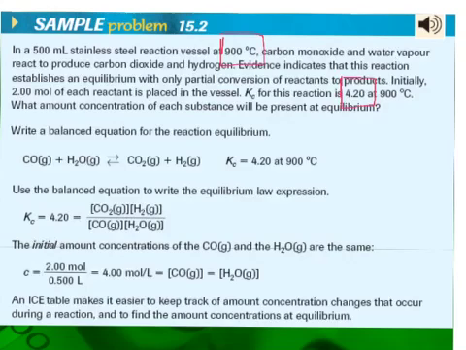In this question, you're given a 500 milliliter stainless steel container, or half a liter container, and you're starting with 2 moles of each reactant. Therefore, the concentration of carbon monoxide and the concentration of water vapor is now 4 moles per liter.